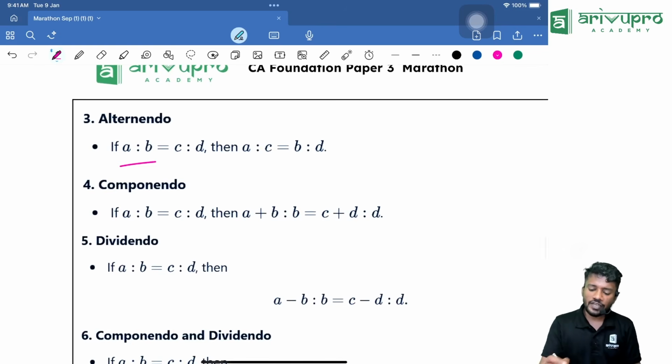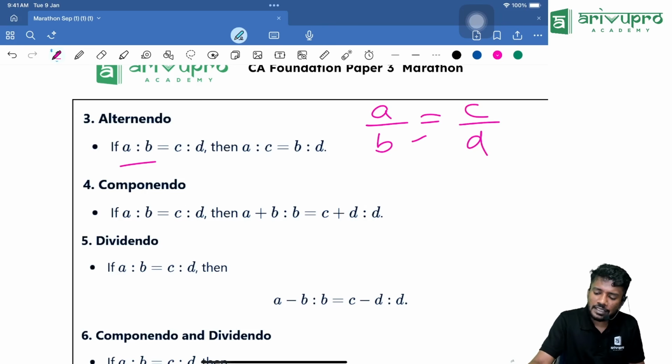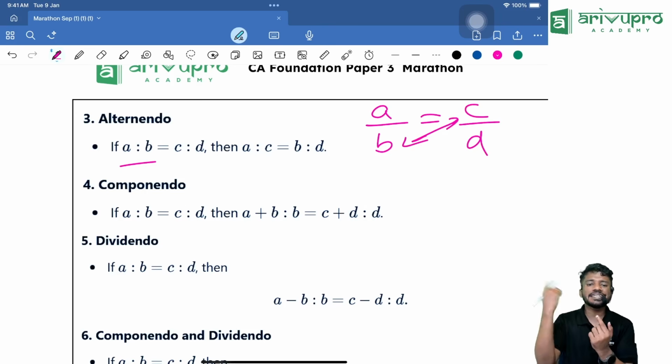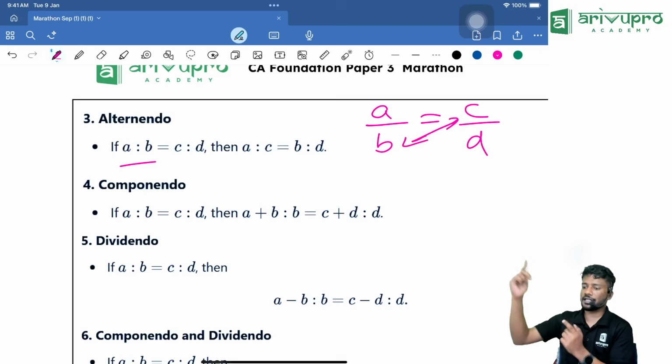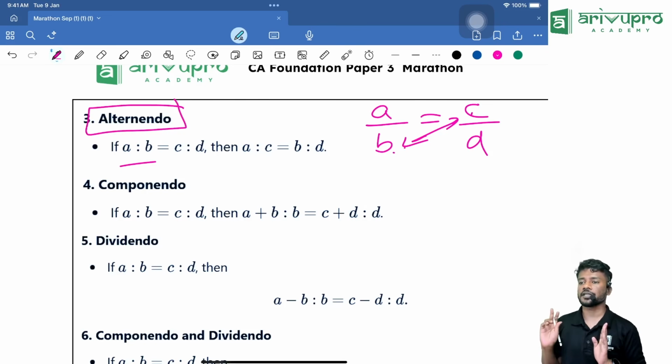Alternando means we are altering. I'll show you, A by B is equal to C by D. We are altering the diagonal elements or interchanging the diagonal elements. So B is going there and C is coming down here. Okay, are you getting the logic of alternando?